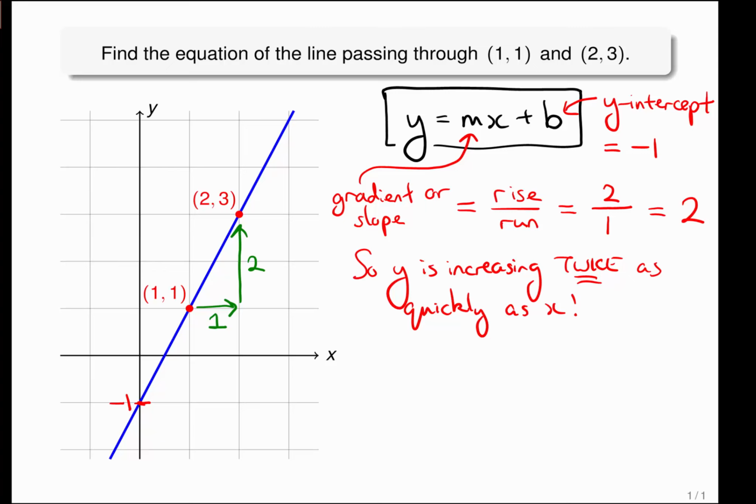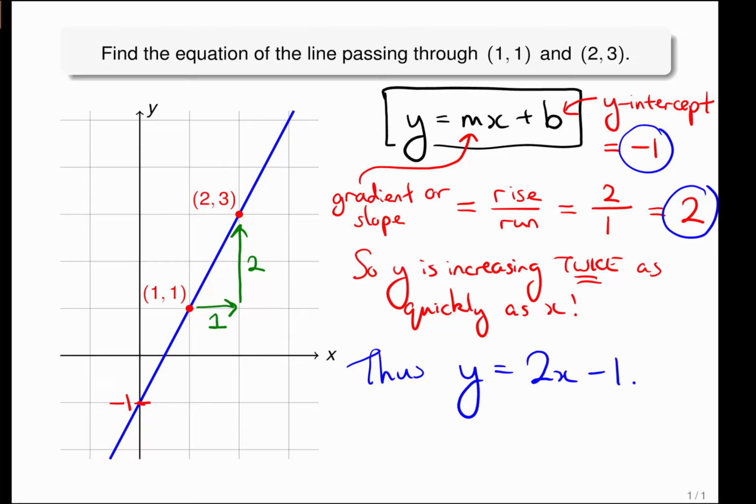In summary, the line that passes through the points (1, 1) and (2, 3) has the gradient or slope 2, and y-intercept -1. Thus its equation is given by y is equal to 2x minus 1.